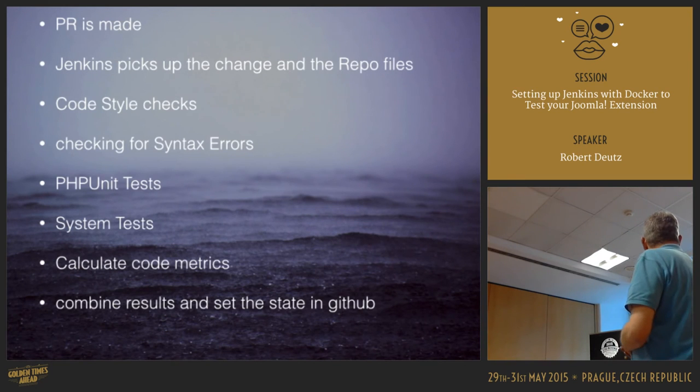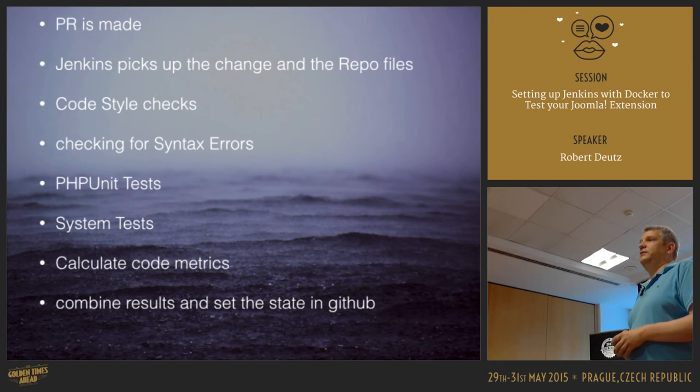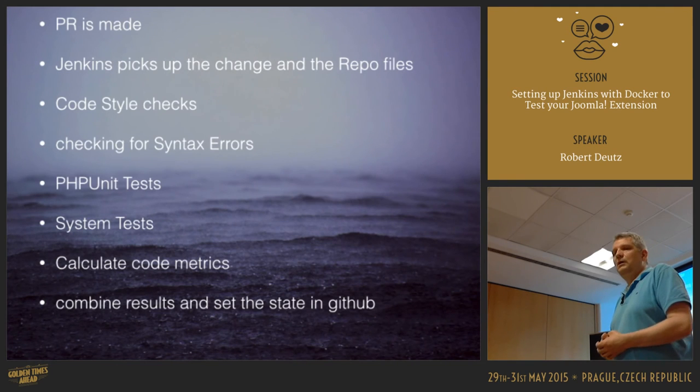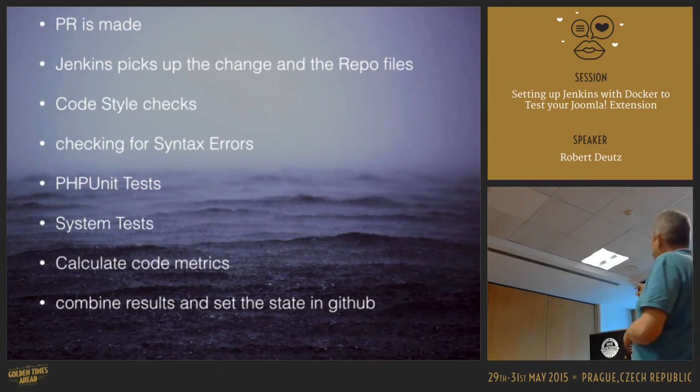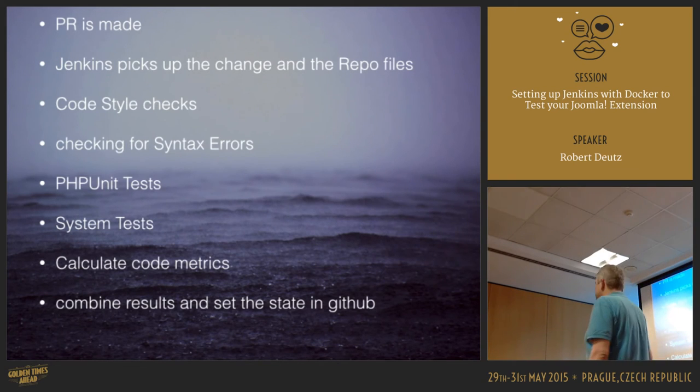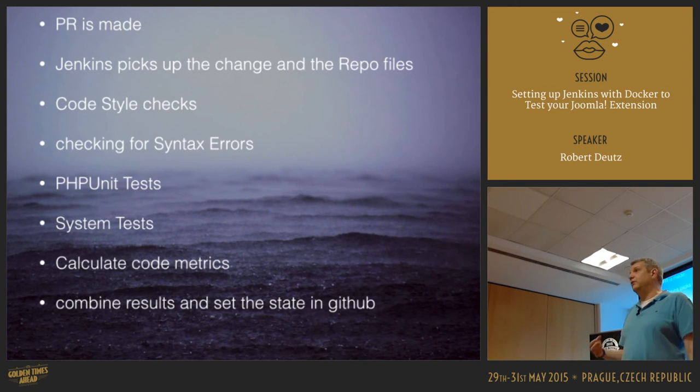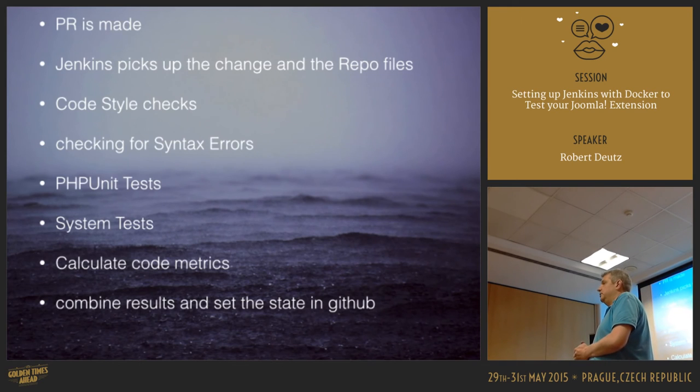The last thing we need to do is combine results and set the state in GitHub, and then we are done with our tests. The process is designed so that you can exit it at every step, so that you get fast results. The system tests will need a lot of resources.